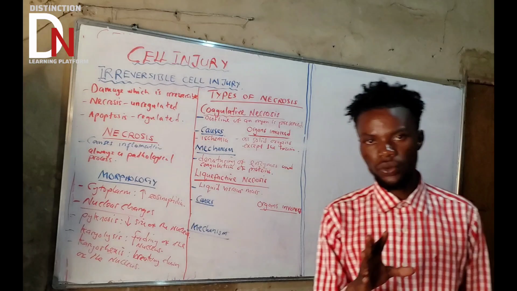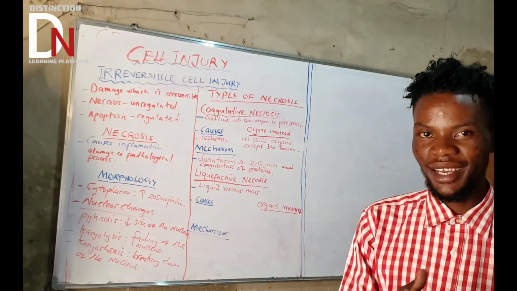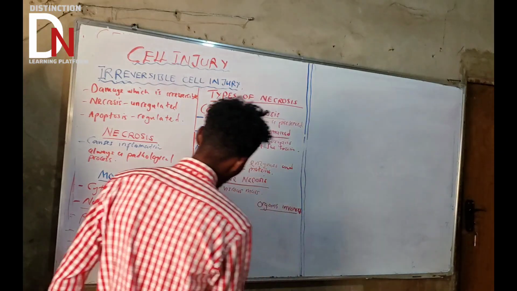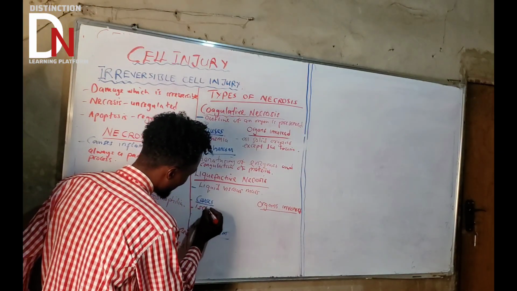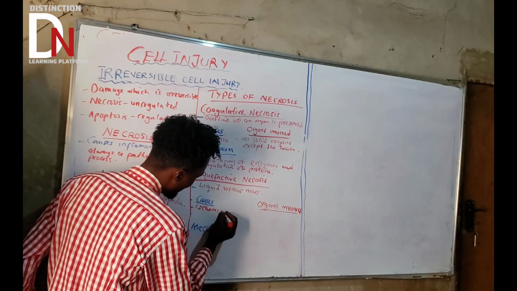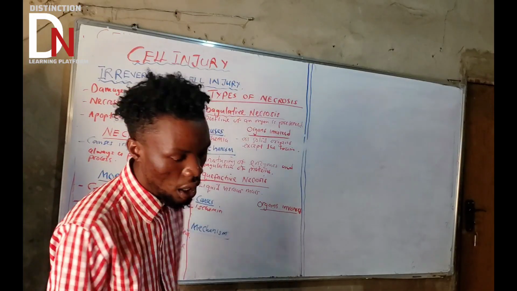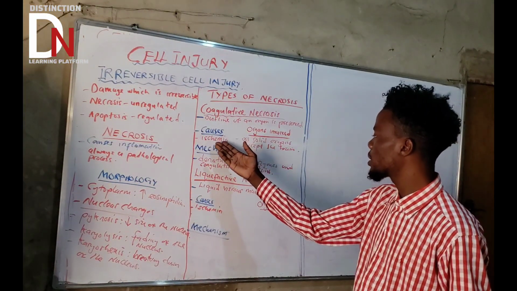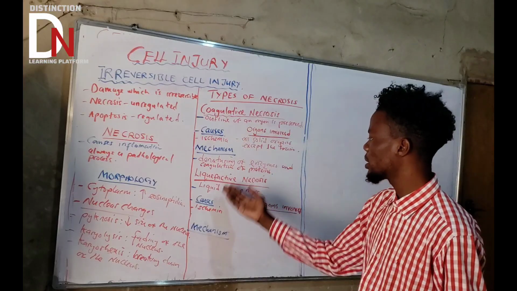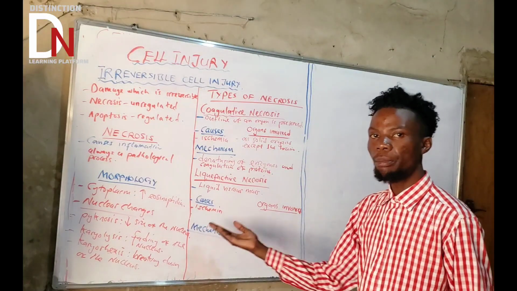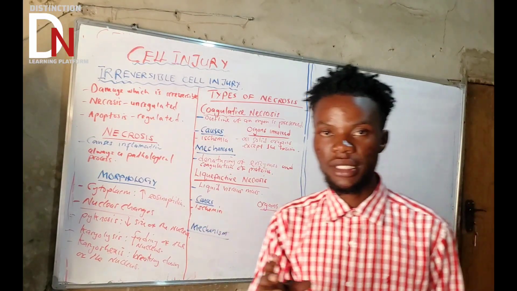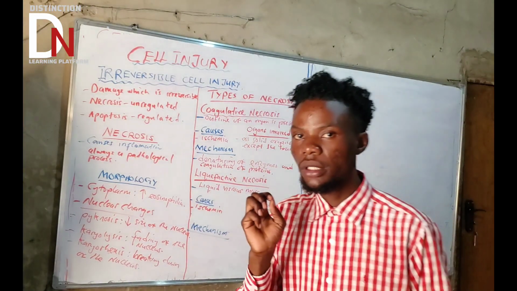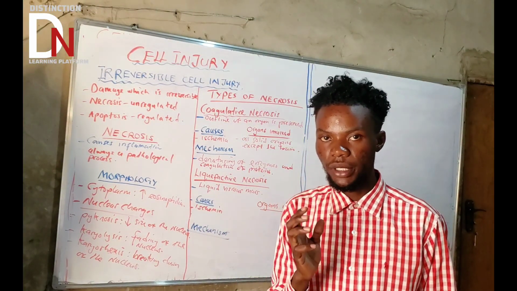So here I'll talk about two causes. The first one, the common one, we know, is ischemia. Ischemia can also cause coagulative necrosis, but the major difference is if ischemia happens to the central nervous system, to the brain.